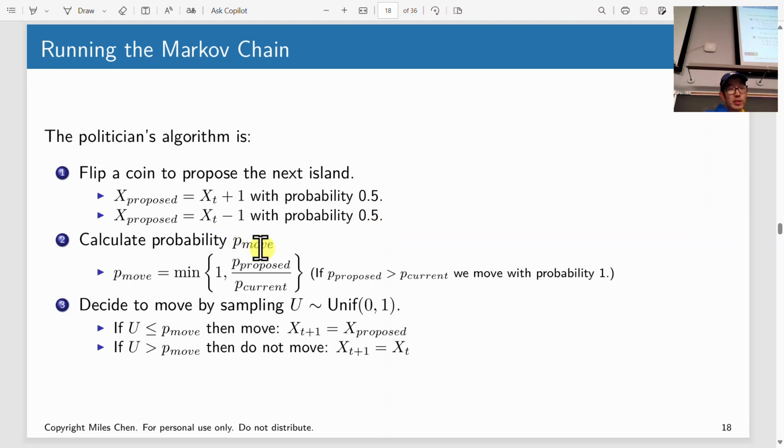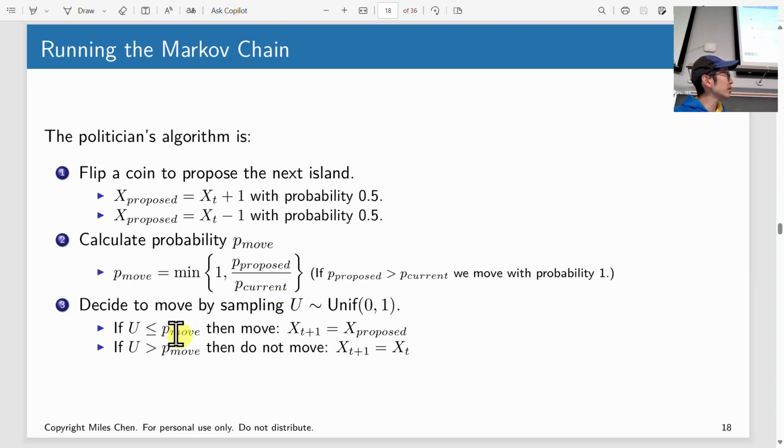Then we calculate this value p move. p move is the probability of the proposed island divided by the probability of the current island. If the proposed island has a greater population than the current island, then the probability of moving is just 1. If I'm currently at island 4 and I propose island 5, p proposed divided by p current would be 5 divided by 4, which gives a p move greater than 1.